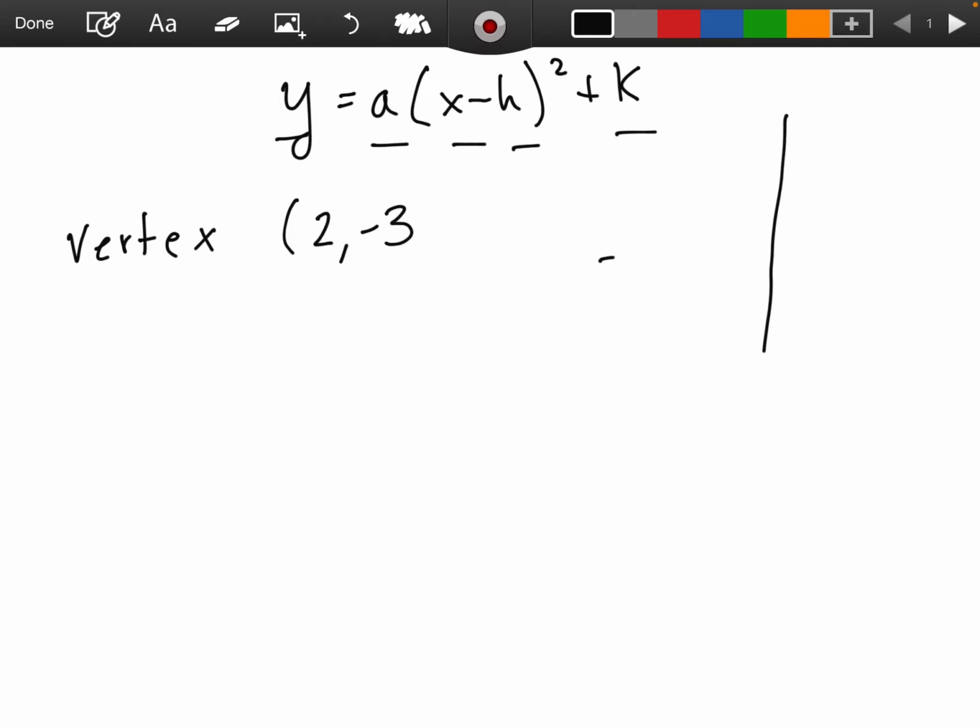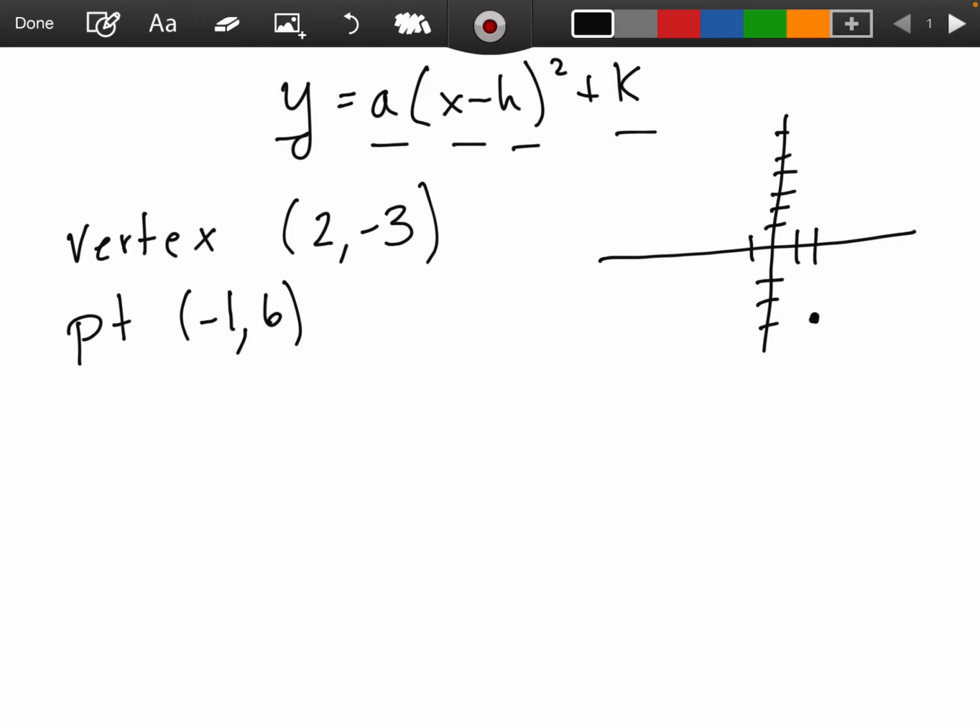So if I was looking at this graph, here's 2, here's -3. Right now I know here's the vertex. I don't know anything else about it, but let's say they tell me another point is on this graph. Let's say the point (-1, 6) is on this graph. So 3, 4, 5, 6, they're telling me that this is here. So I roughly know that this parabola looks something like this, if I just sketched it in. And they're asking me, well, what is the equation?